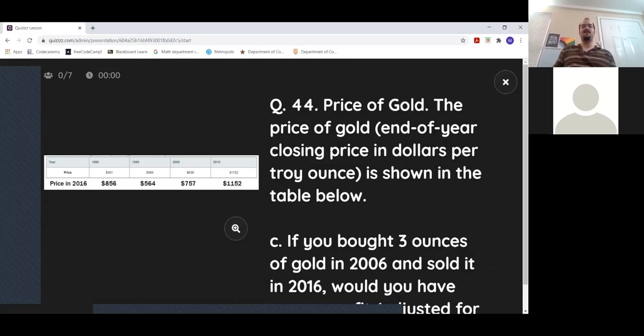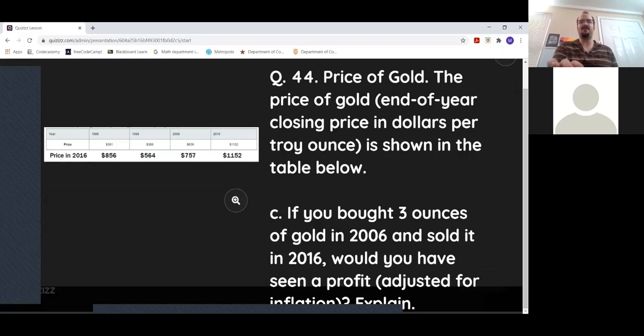Now we're looking at this, and I put the price in 2016 down at the bottom just to make this problem hopefully way, way easier. If you bought 3 ounces of gold in 2006 and we adjust it for inflation, will you make money? I think this is the price per ounce. So I think you could even probably figure out how much you're going to make. But are you going to make money? How do you know? If we go from 2006 to 2016, are we going to make money with gold? If we buy any gold and sell it?